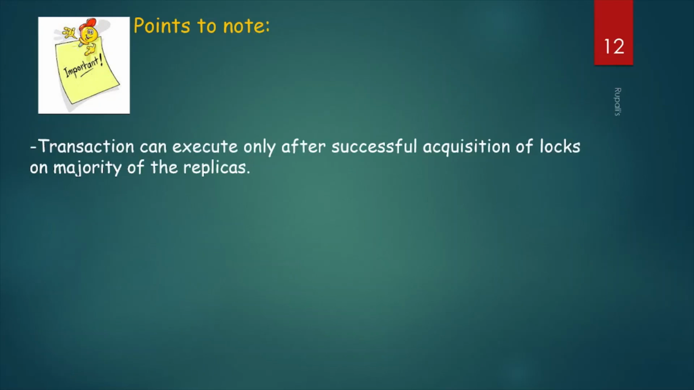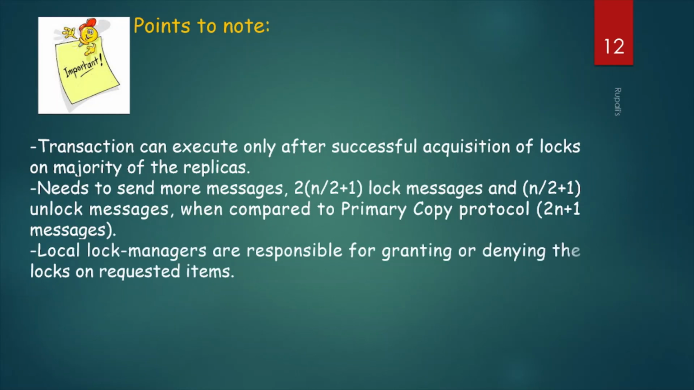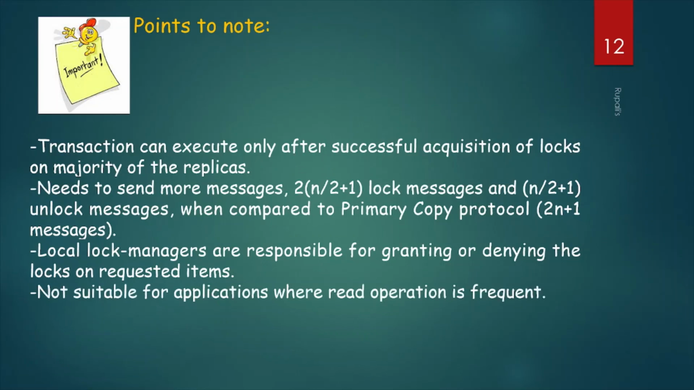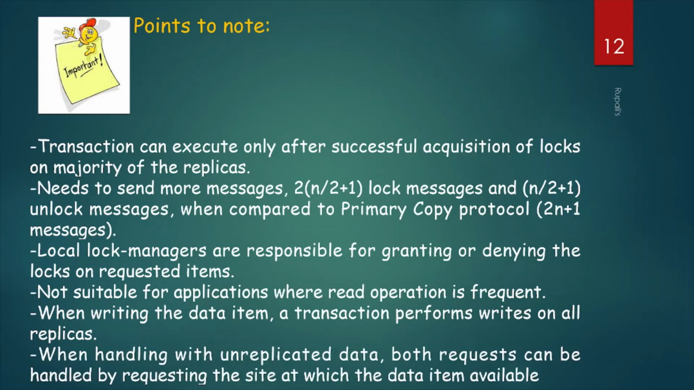Now some points to note. A transaction can execute only after successful acquisition of locks on a majority of the replicas. It needs to send more messages: 2 into n by 2 plus 1 lock messages and n by 2 plus 1 unlock messages, when compared to the primary copy protocol, where it is 2n plus 1 messages. Local lock managers are responsible for granting or denying the locks on requested items. Not suitable for applications where read operation is frequent. When writing the data item, a transaction performs writes on all replicas. When dealing with unreplicated data, both requests can be handled by requesting the site at which the data item is available.